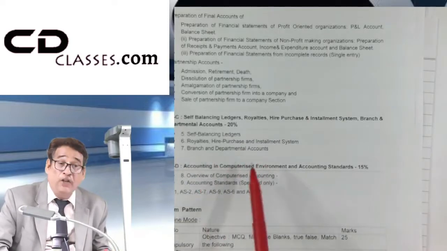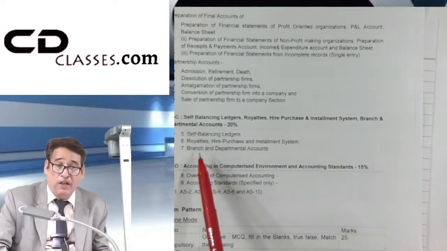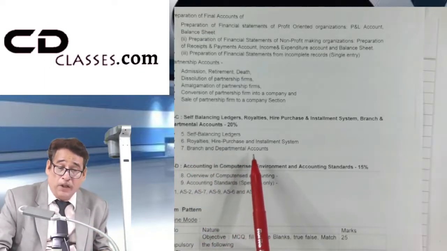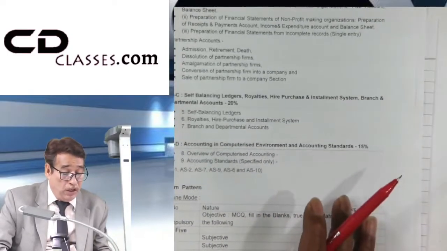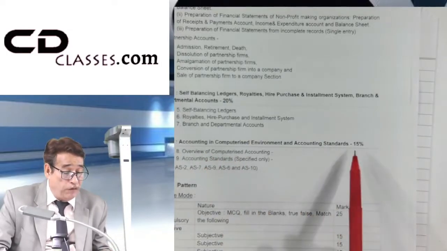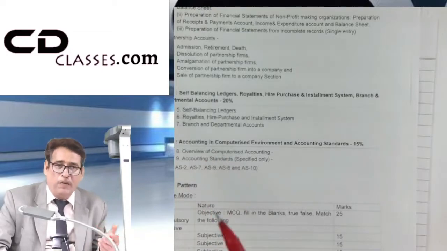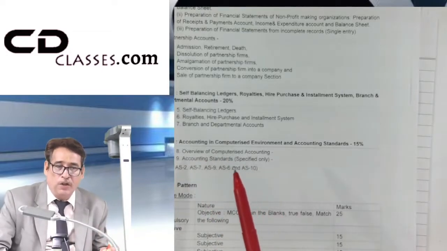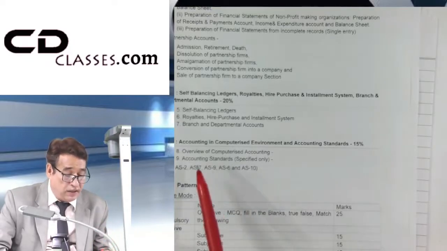And similarly, branch and departmental. Branch account is a very heavy chapter, and we have covered nearly 100 questions in it. And departmental accounts, again we have covered nearly 35 questions in it. So these are two very, very important chapters. And then you have a unit of 15% wherein you are going to learn regarding the overview of computerized accounting. Generally, you get a theoretical question, advantages of computerized accounting or software, etc.